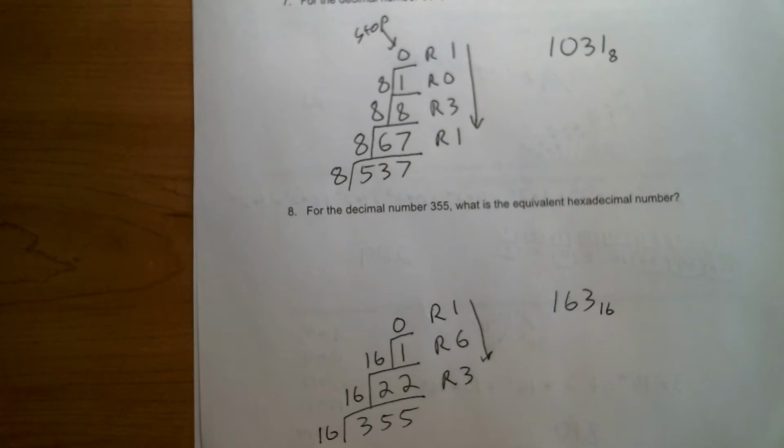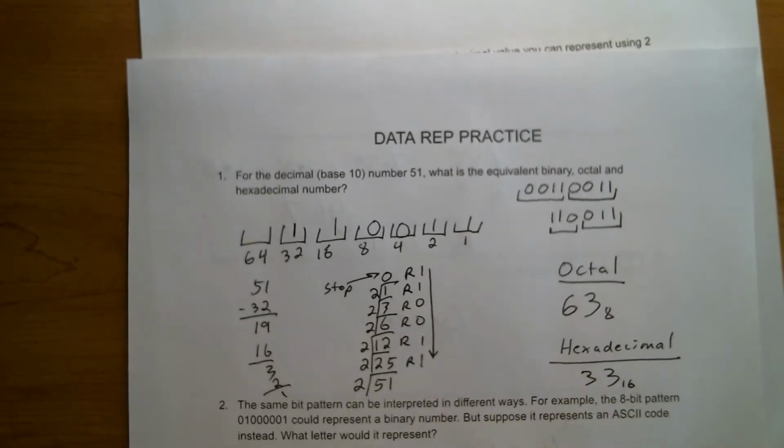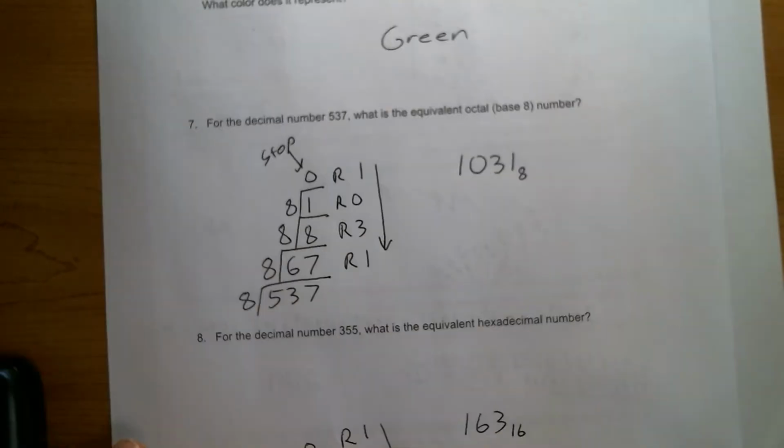All right. And then again, you either do it this way or you convert it to binary, and then you do the 4 binary digits is 1 hexadecimal digit, right? Which is what I showed back here. Either way is fine. It's up to you how you want to do it. All right, moving on to the next sheet.